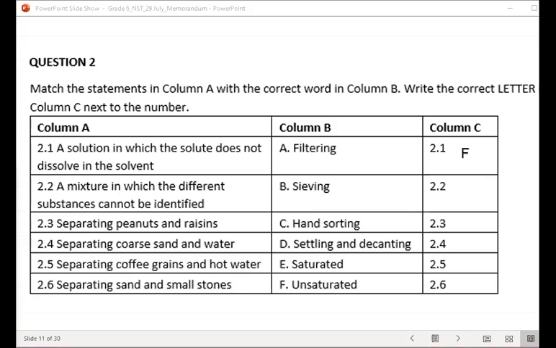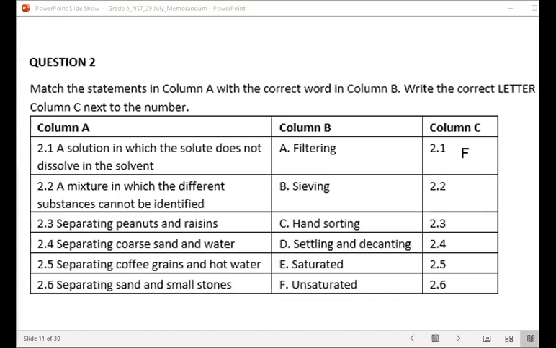Ma'am, isn't it that a solution in which the solute does not dissolve in the solvent is saturated? Ma'am, because unsaturated means it's dissolved. Oh, okay. I'll get to that one because I have slides that I gave to you guys. All right, cool.